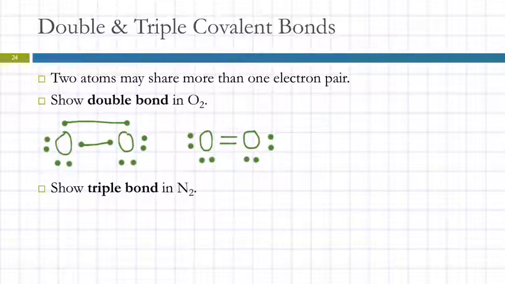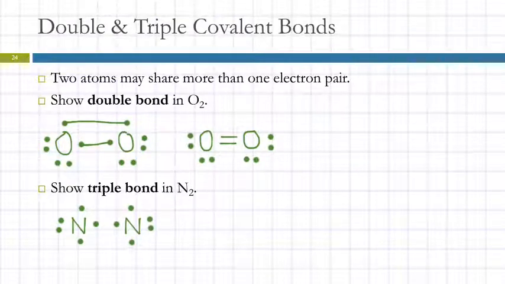Okay, nitrogen. Nitrogen has a triple bond. How many valence electrons? 5. 1, 2, 3, 4, 5. 1, 2, 3, 4, 5. I'm drawing the dots in that particular order because I know where I'm going with this and I want it to be more convenient.